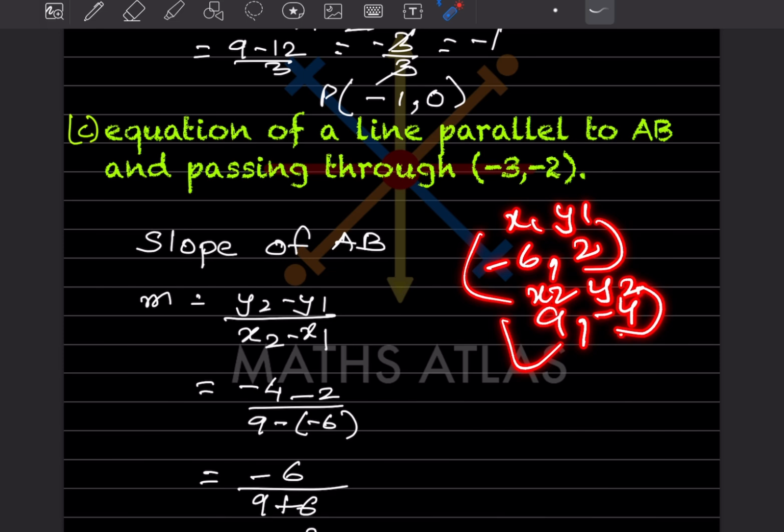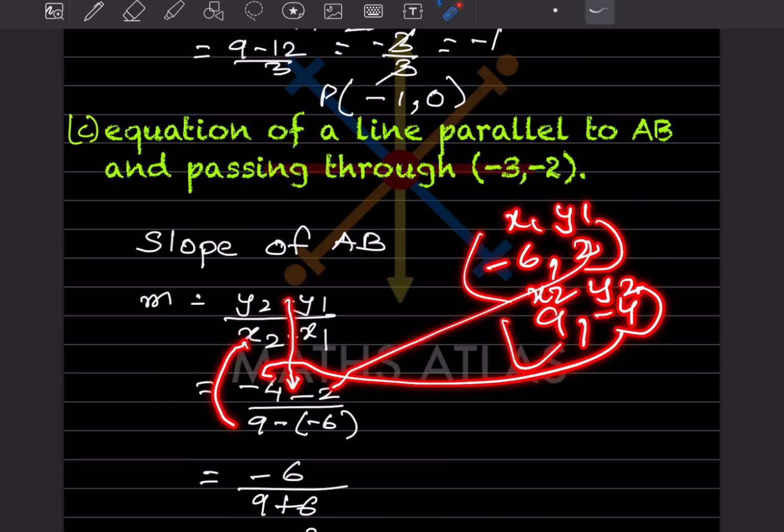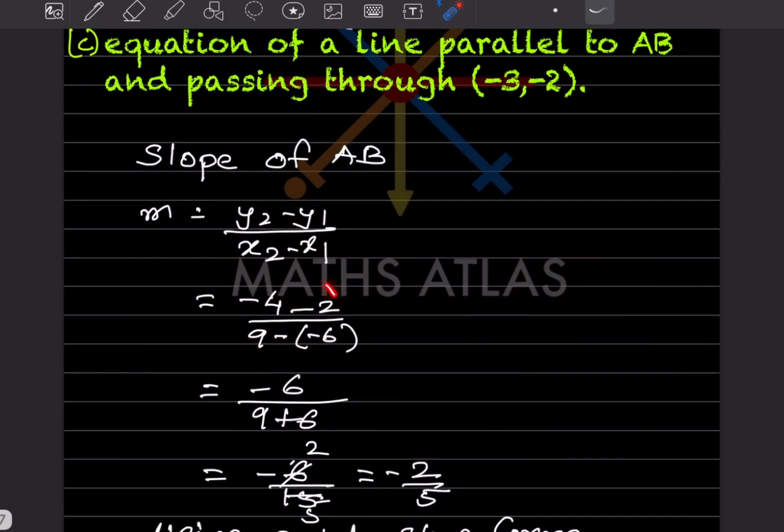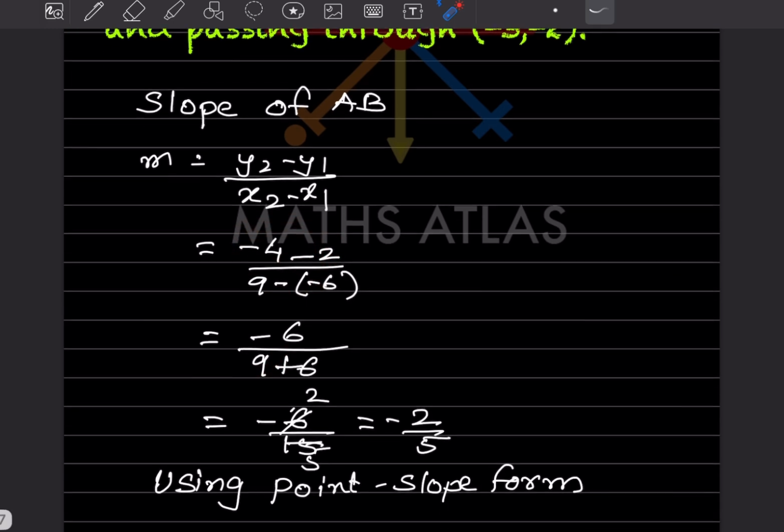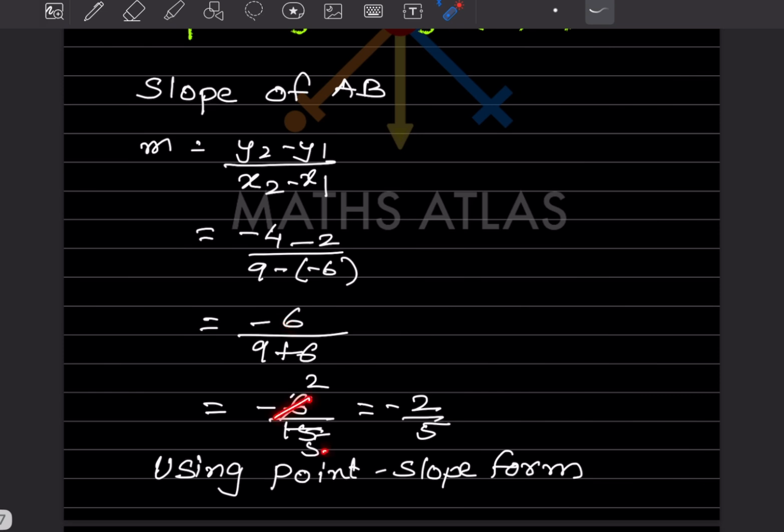So this is y2 is minus 4, y1 is 2, but this is minus, so we'll write here minus. This x2 is 9, and here this is minus, this minus as it is, and this x1 is minus 6. So this step is clear to you. So minus 4 minus 2 is going to be minus 6. So this is 9 as it is, minus minus becomes plus, plus 6. So minus 6 divided by 15, which is 3 2s are, and 3 5s are, which will be minus 2 by 5.